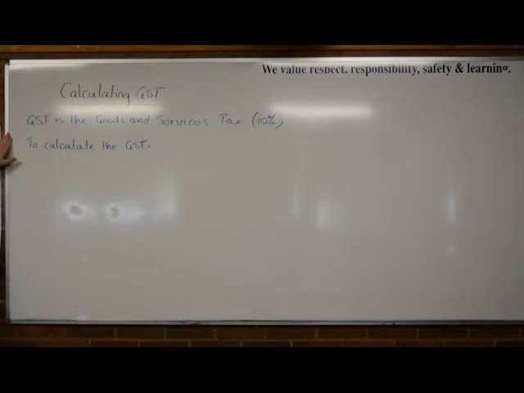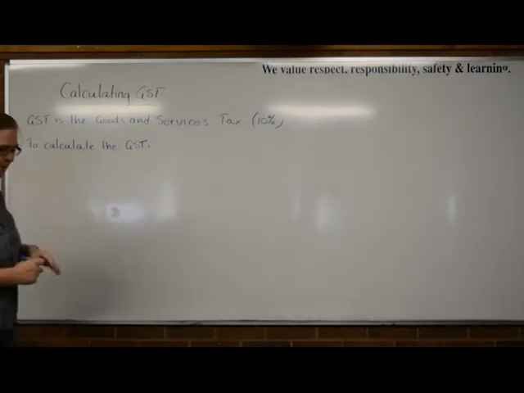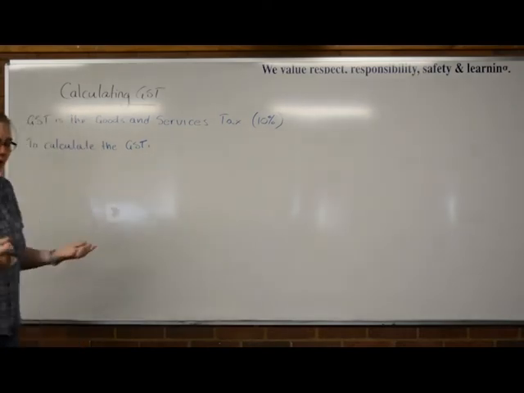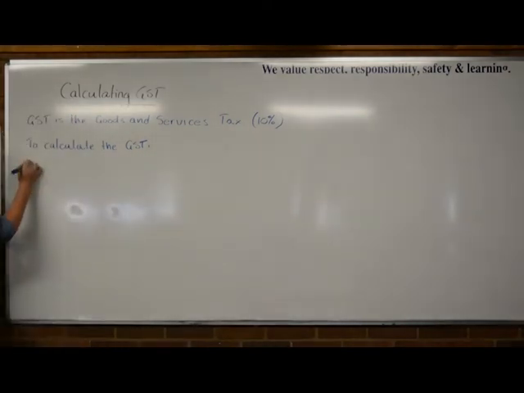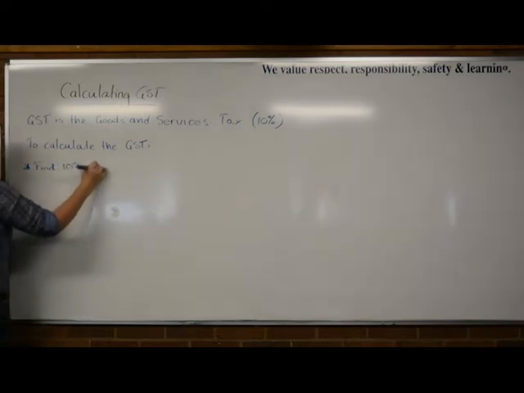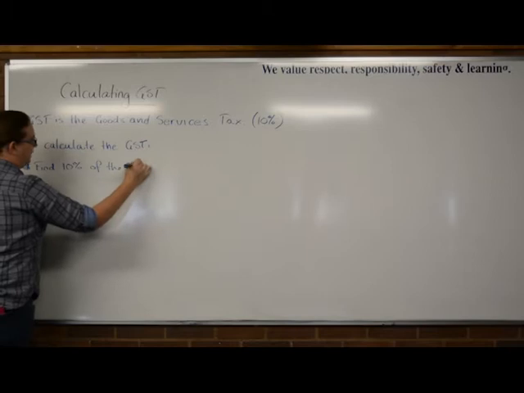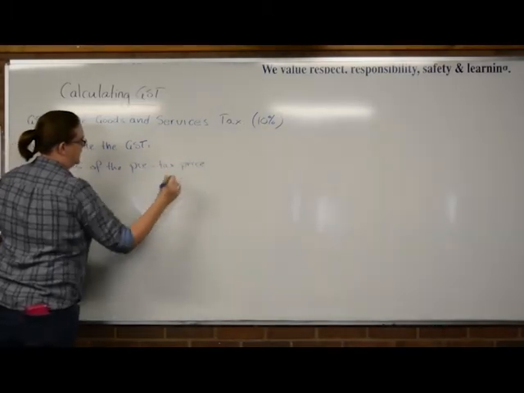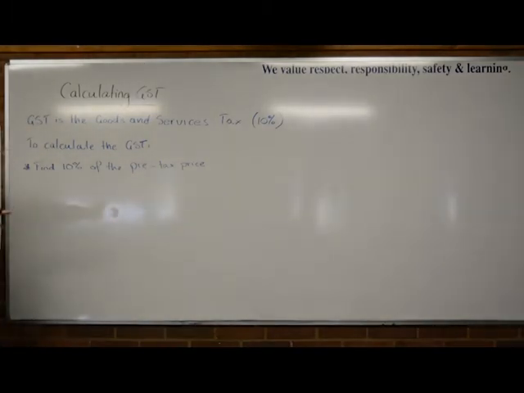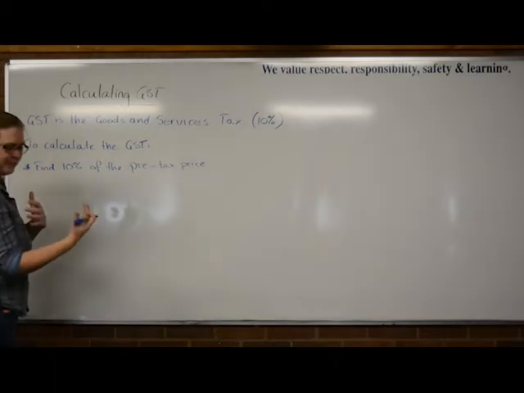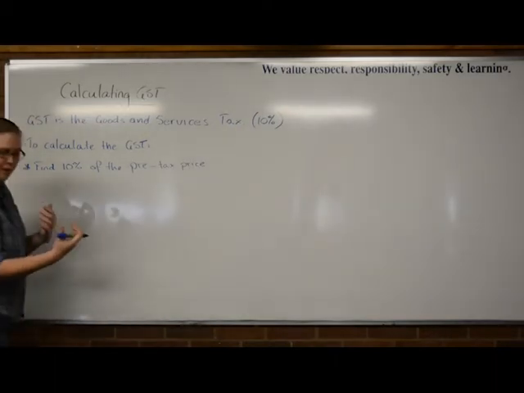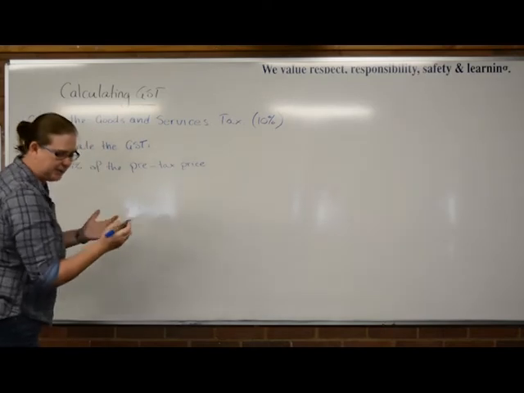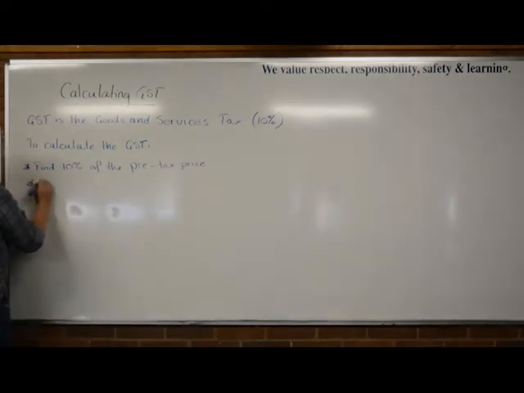To calculate GST, we've got a couple of steps to do. You need to find 10% of the pre-tax price. Pre means before. So pre-tax, before tax has been added. And then we just add that 10% to the price.